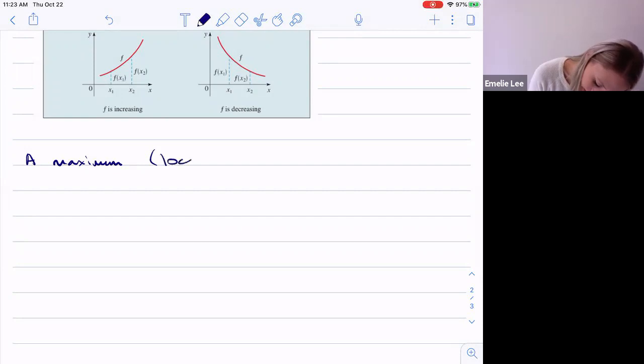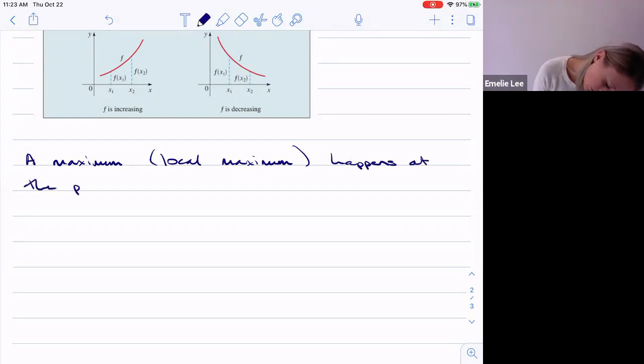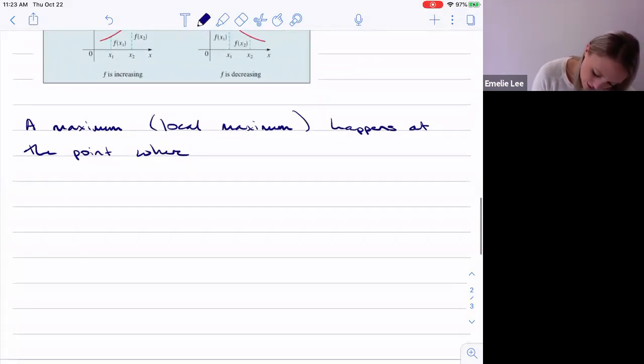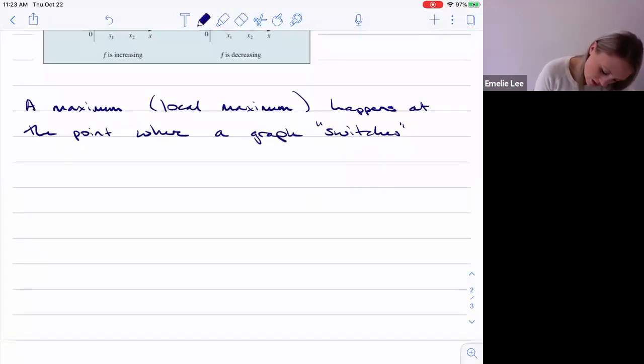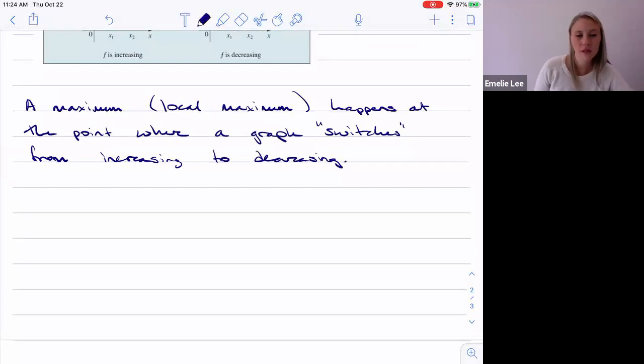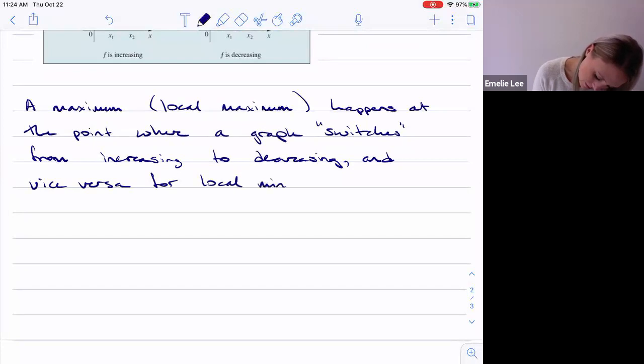So a maximum or a local maximum happens at the point where a graph, and I'll say switches, right? It's not really a mathematical term, switching, but switches from increasing to decreasing, right? And vice versa for local minimums.